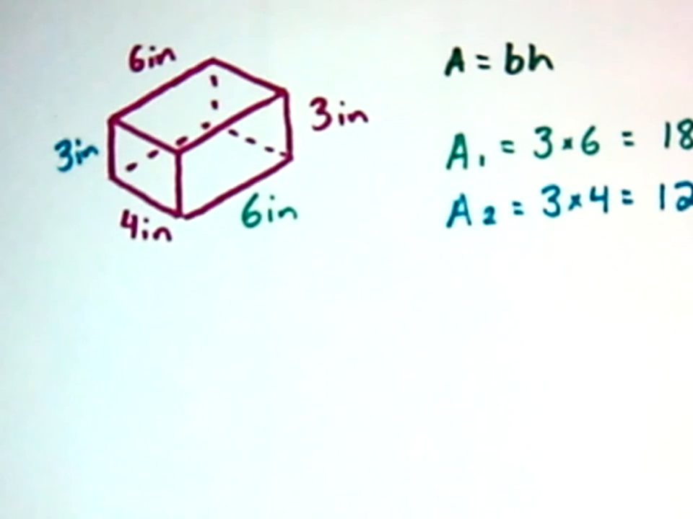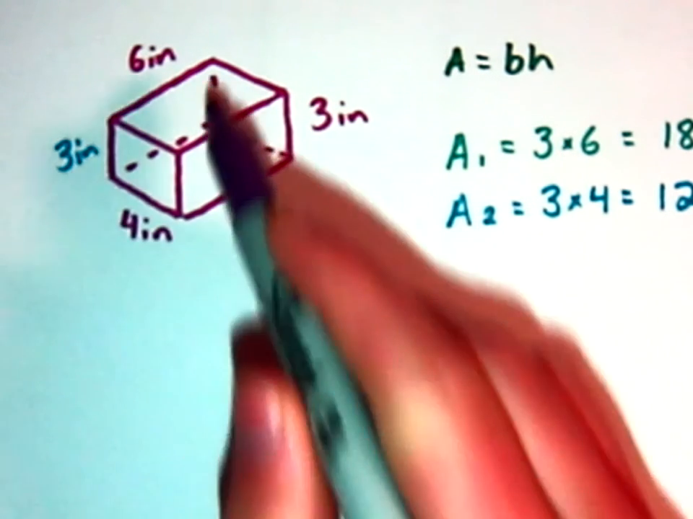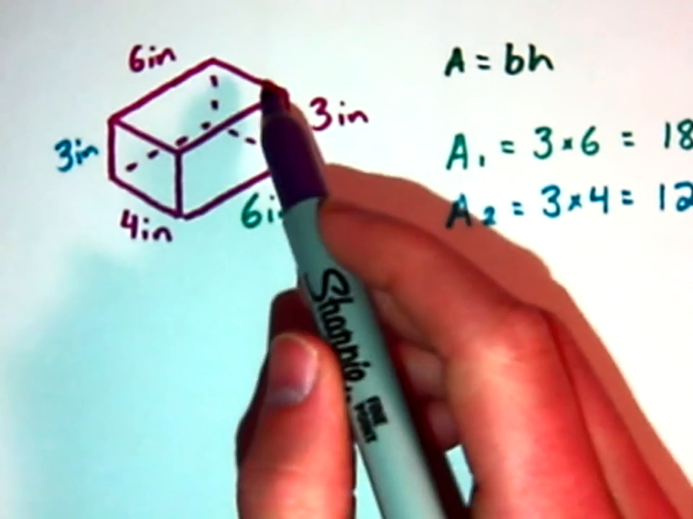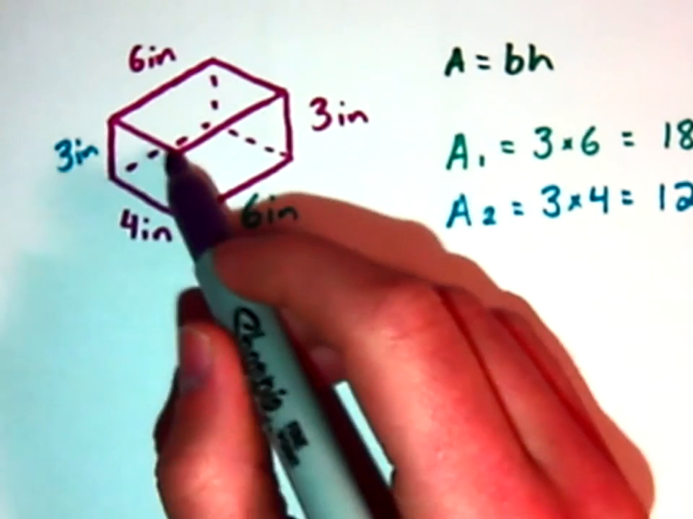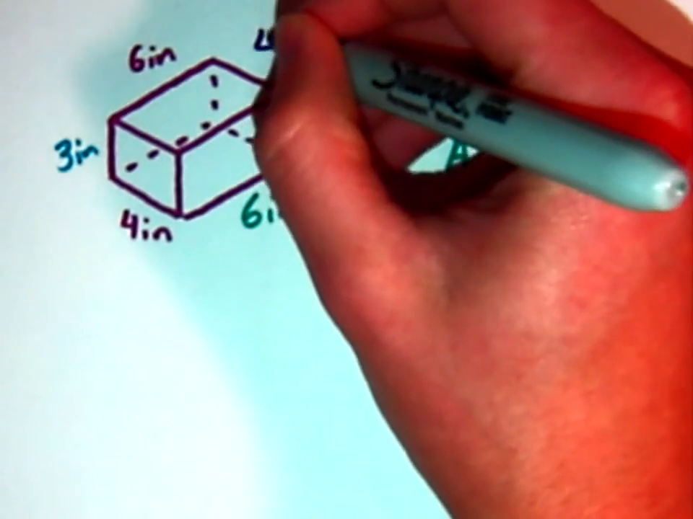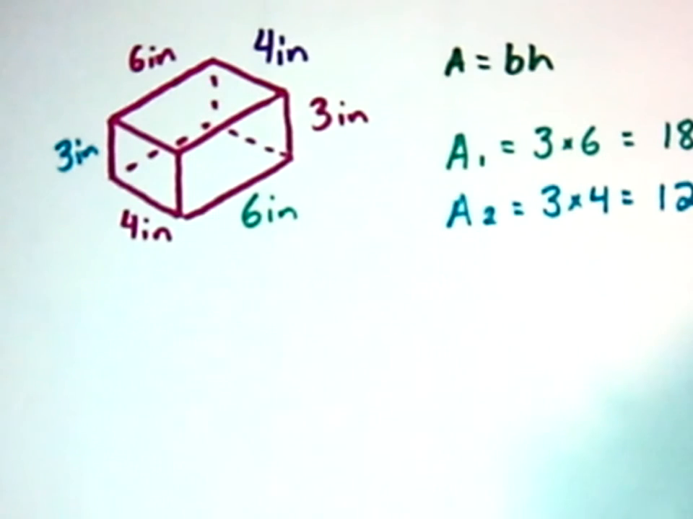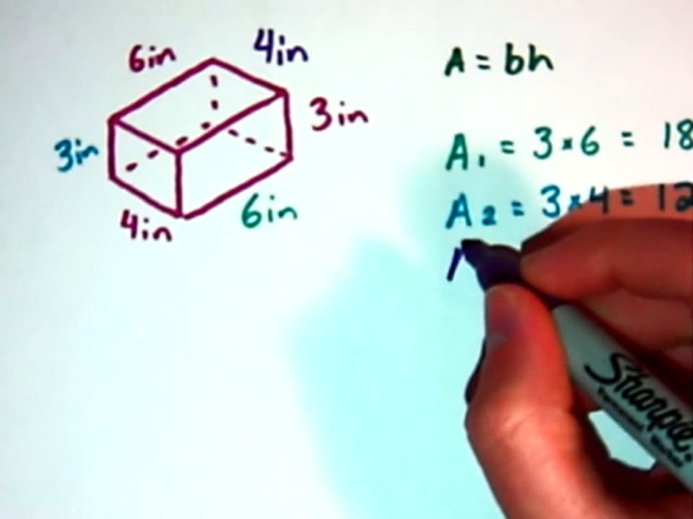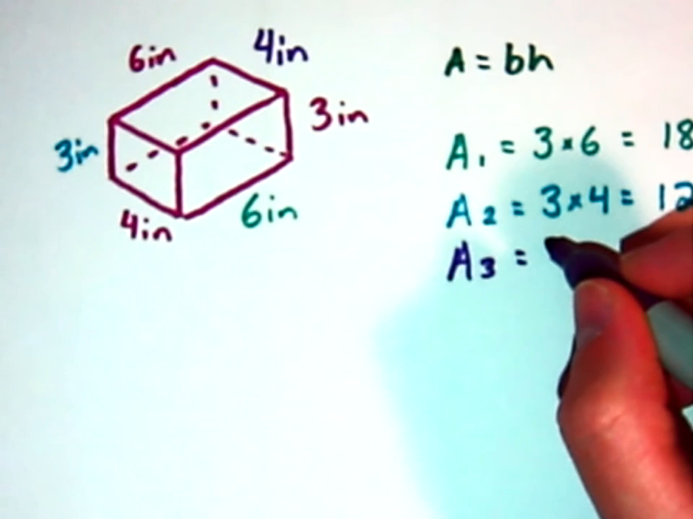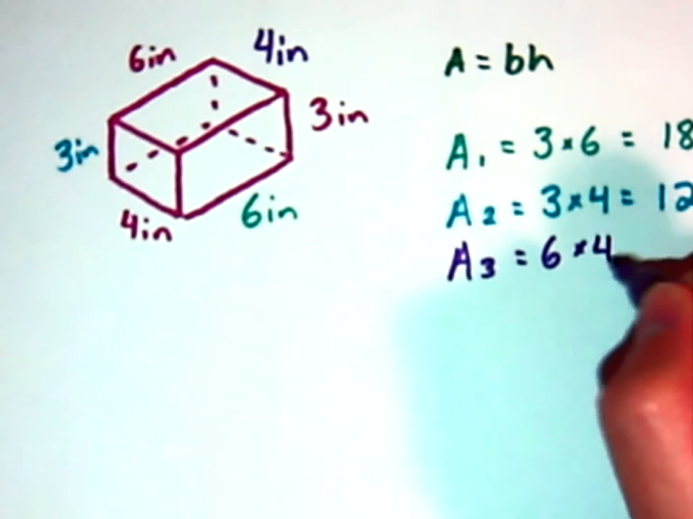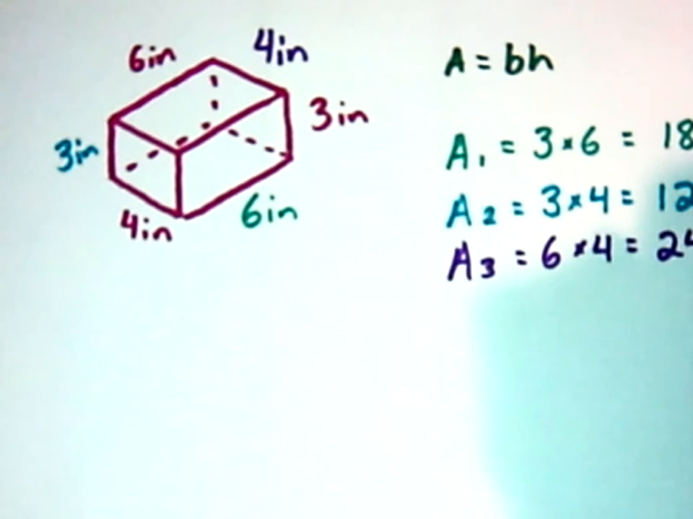And then for the third one, well, let's take care of the top. Well, it's 6 inches, but we don't know what this is. Well, we really do. If this is 4 inches, that's 4 inches, that's 4 inches. So let's write that in. So that's going to be 4 inches. So we have area of shape 3. That's going to be 6 multiplied by 4 equaling 24. Okay, so I've got 3 of my shapes.